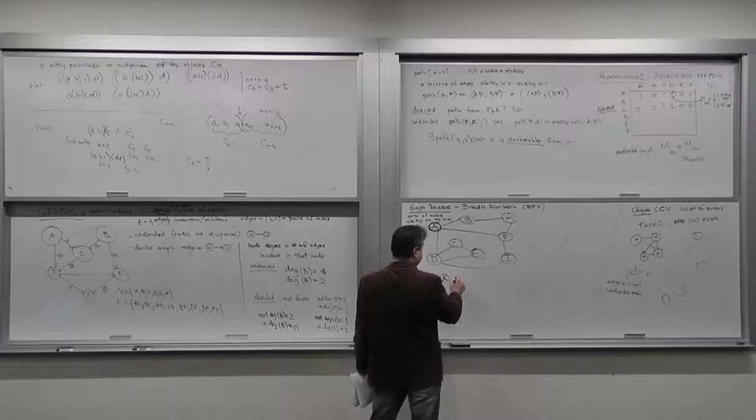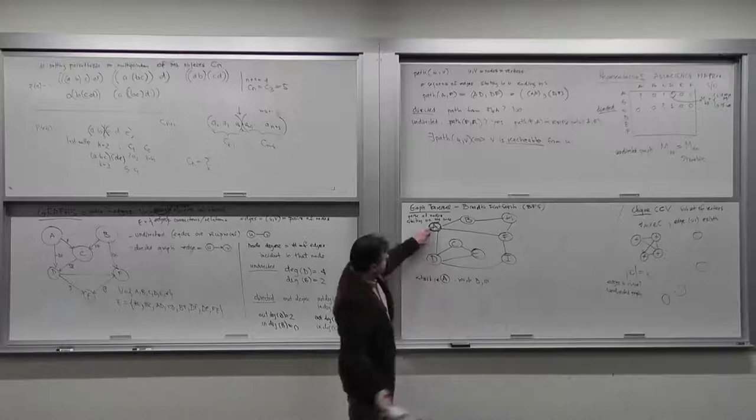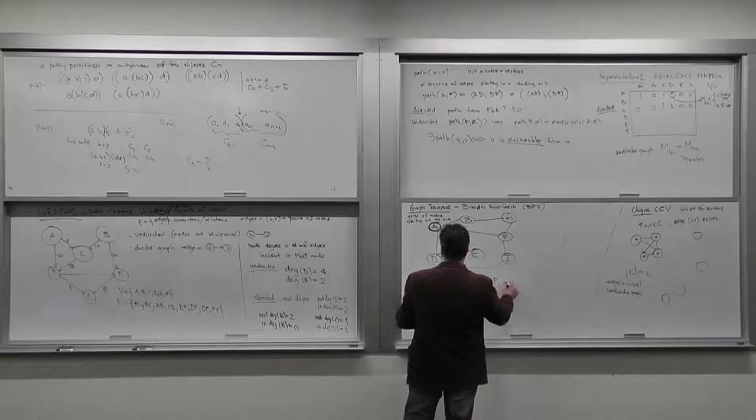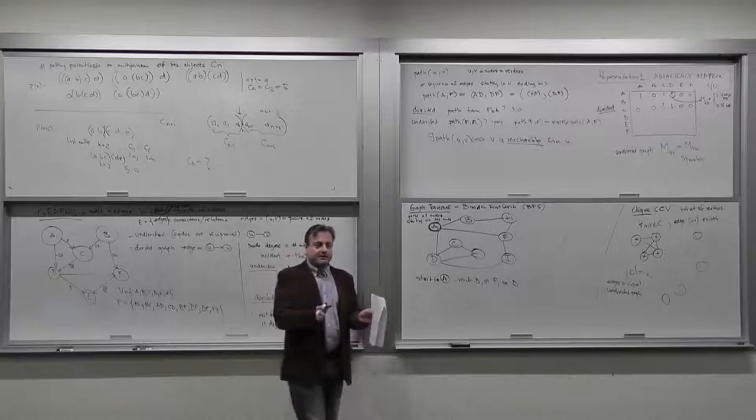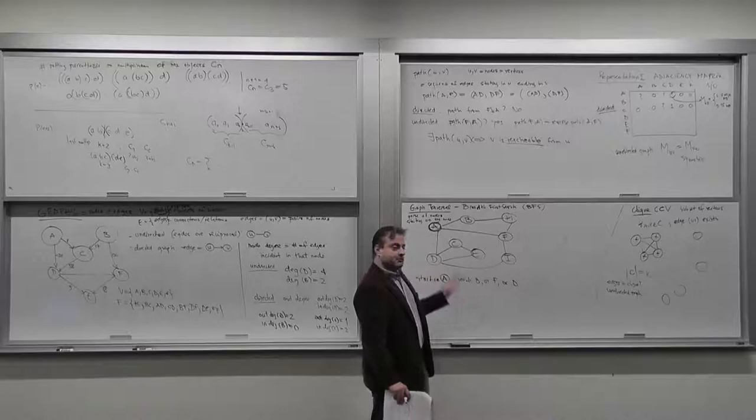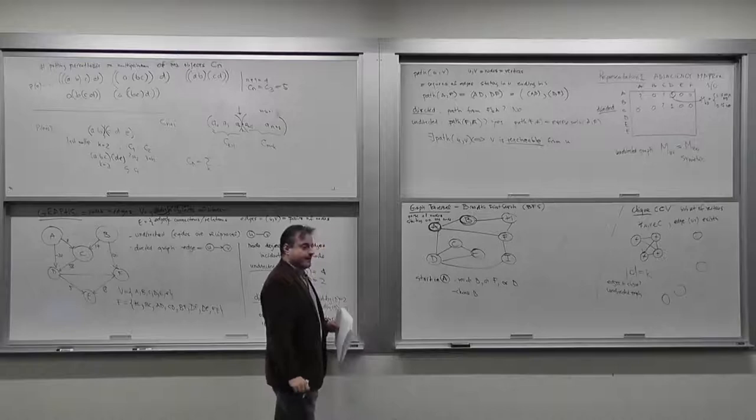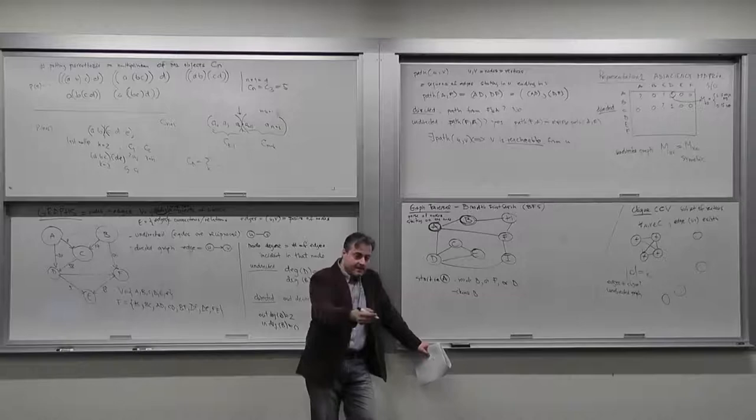I can reach B, or where else? From A, where can I go? B, F, or D. When I traverse a graph, think about it in a physical sense. I'm in A, and I try to move somewhere. I can move either to B, F, or D. I'll have to make a decision. For example, suppose I choose B. So I'm in B.